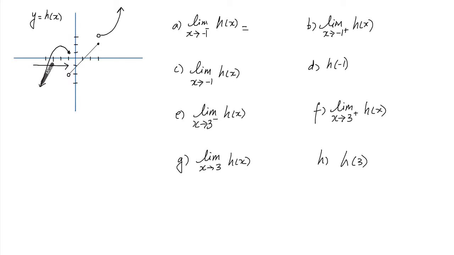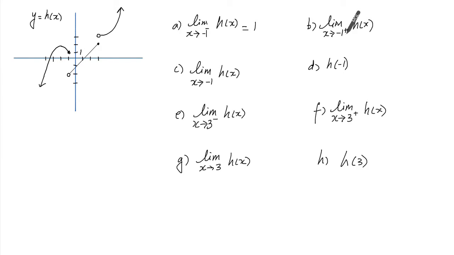H of x increases, and as x gets bigger and bigger and closer to -1, h of x approaches 1. So that left-handed limit is equal to 1.